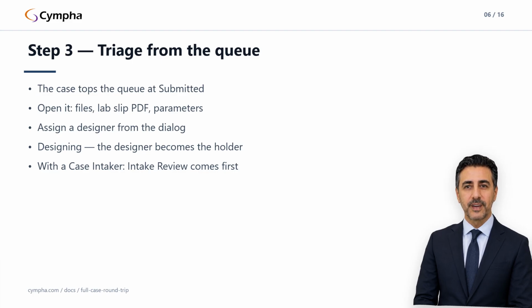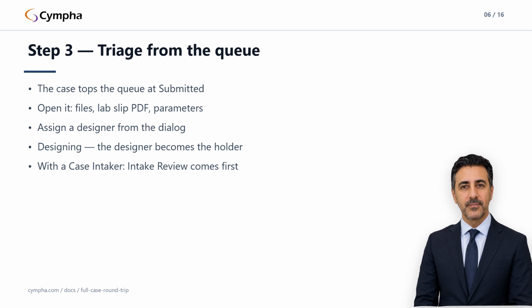3 things happen on that confirmation: the status flips to designing, the holder becomes that designer, and the case leaves the lab manager's primary queue view, because it's no longer their problem. One variation worth knowing: if your lab has a case intaker on staff, the case passes through intake review first, and the intaker validates the files and parameters before assignment happens. Without an intaker, the case goes from submitted straight to designing. The mechanics from the lab manager's side have their own guide: assign a case to a designer.